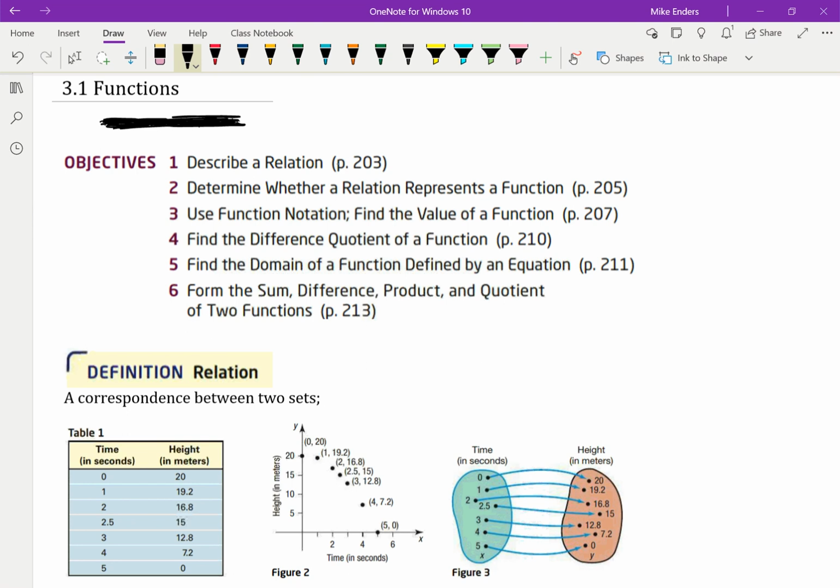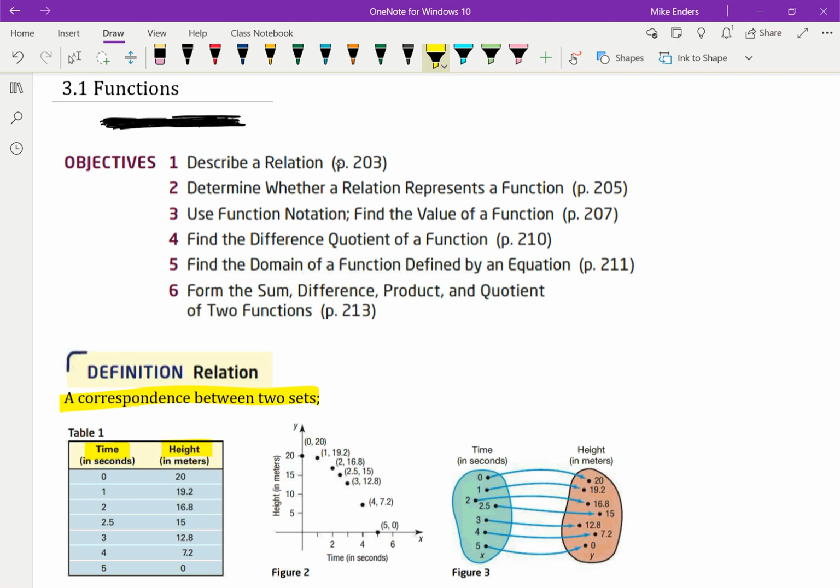So overall, let's start with the definition of just a relation. A relation is what we call a correspondence between two sets. So what does that mean, a correspondence? It means we're putting two sets together, two numbers together, two items together. So we see it over here in table 1 on the left of the screen. We have time in seconds, and we also have height in meters. That's two sets. We have time and we have height. So this entire table represents a relation.